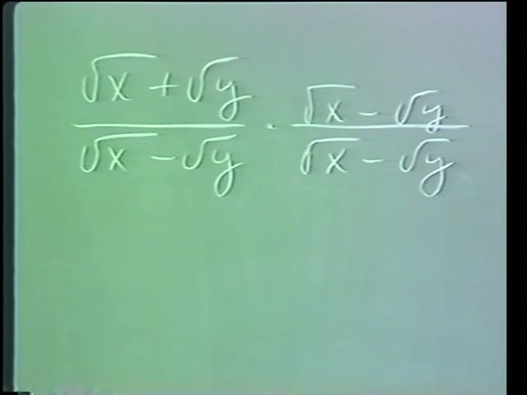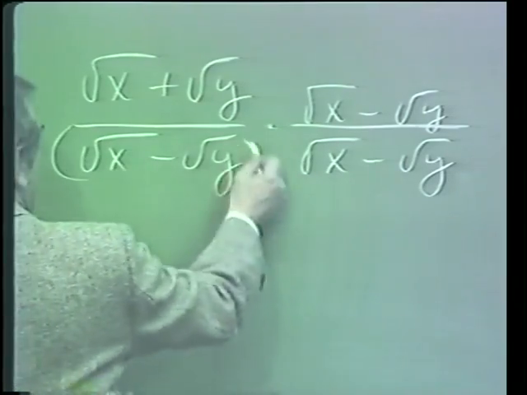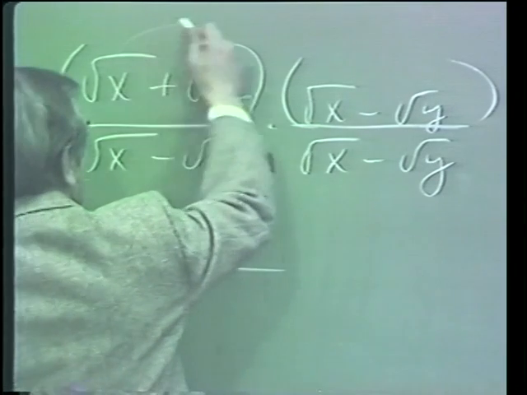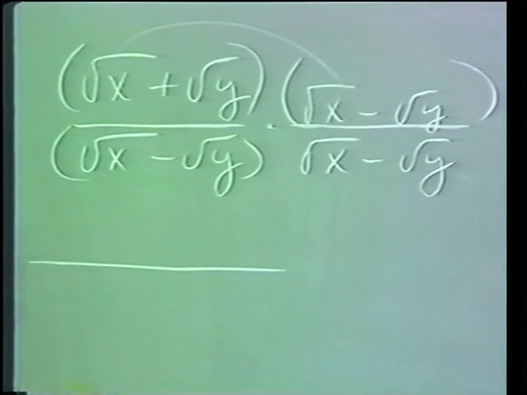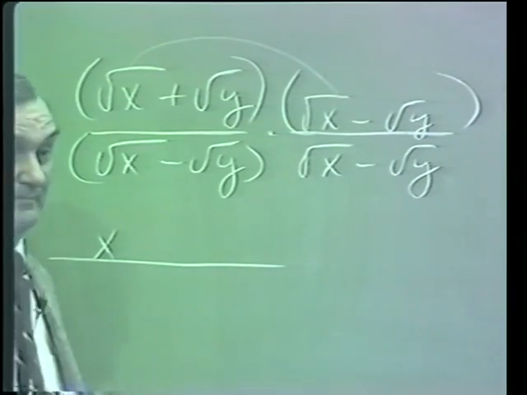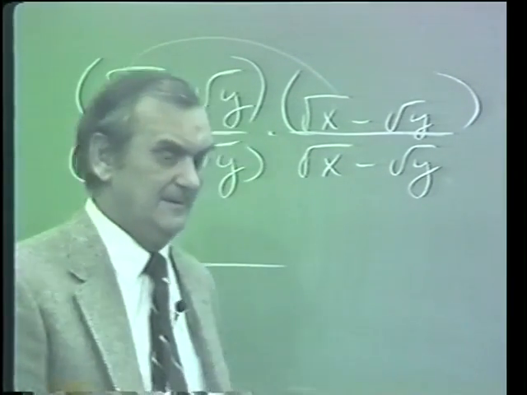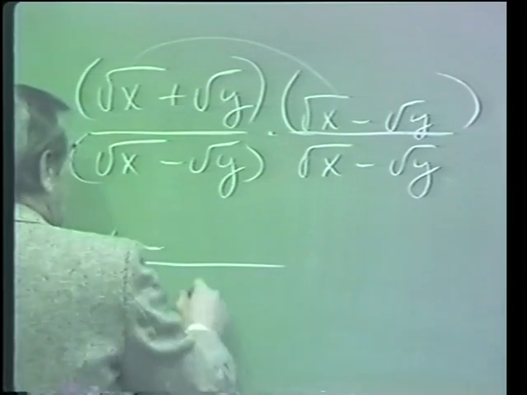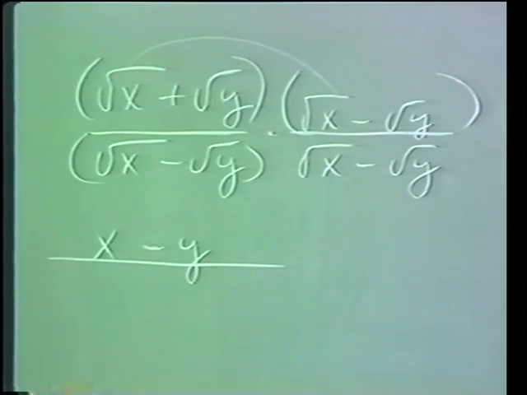Now this problem is a lot easier than the preceding problem. A lot easier. If we take a look at our numerator, we have the square root of x times the square root of x is x. We don't have a middle term. We have made it so. We multiply the last. Square root of y times square root of y is y. So there's our numerator, x minus y.